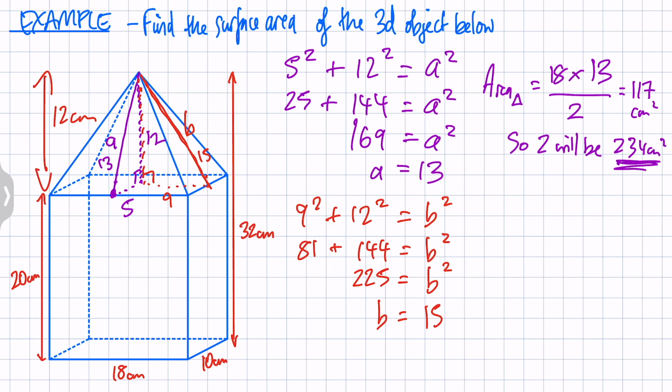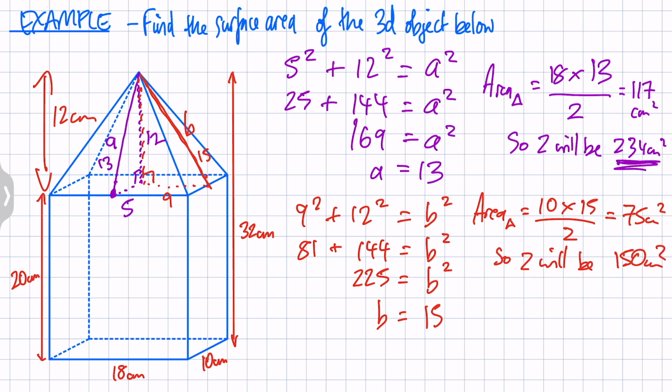What's the base of the left or the right triangle? How long is it? 10. Good. Area of a triangle equals 10. How tall is that triangle? It's not 12. 15. 15 over 2. 10 times 15 is 150 divided by 2. That's 75 square centimeters. So 2 will be 150.